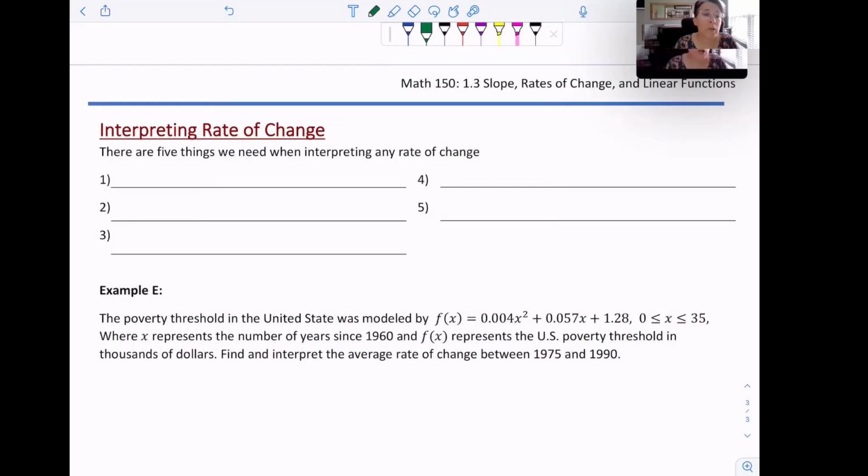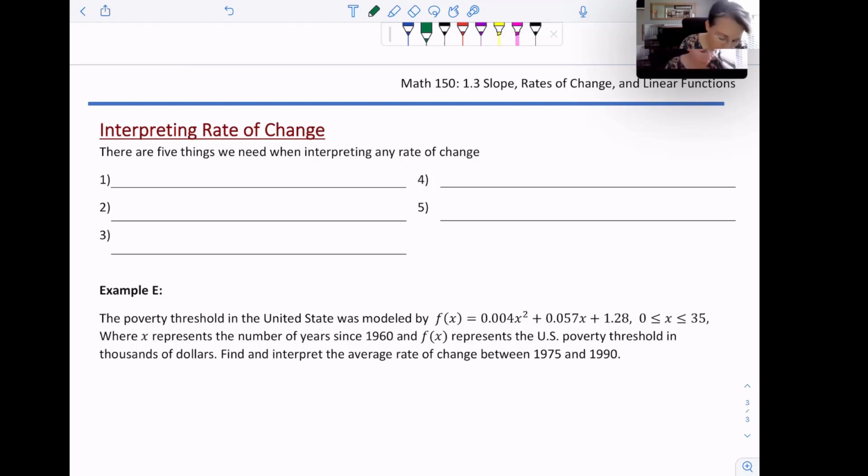Now, how do we interpret the average rate of change? This is just kind of my own little thing. I want to be sure that you guys have basically 5 things involved when we're interpreting any rate of change, whether it's an average rate of change between 2 points or later on an instantaneous rate of change at a single point. It's still a slope.